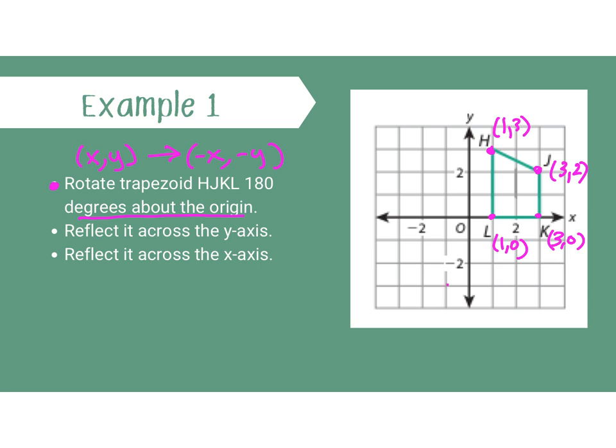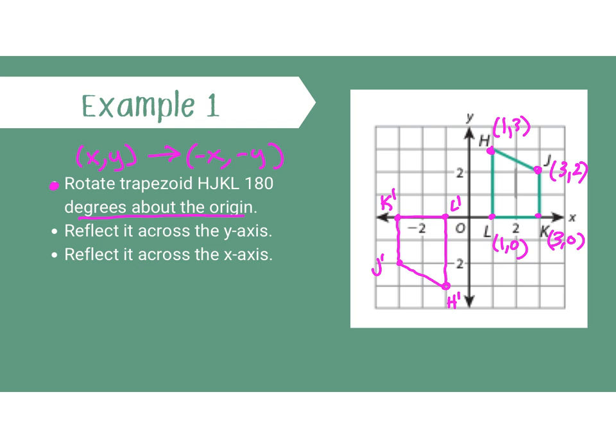So (-1, -3) would be my H prime. And then (-3, -2) would be my J prime. And (-1, 0), this is where the 0 doesn't change, so my L prime. And my 0 doesn't change, but my 3 does, so my K prime. And now I should have the exact same shape, only it has been rotated in space. Notice it has gone from quadrant number 1 mostly to quadrant number 3. And quadrant number 3 is that negative x, negative y.